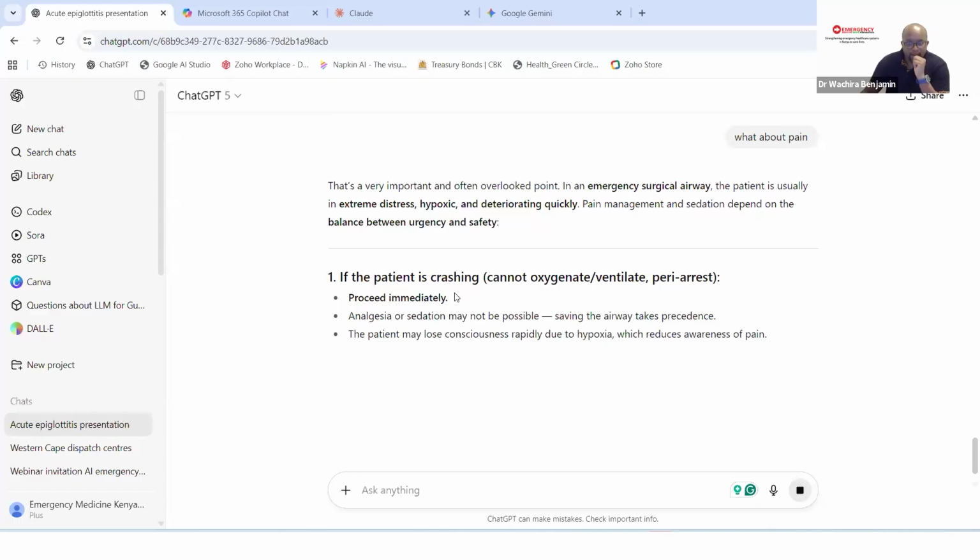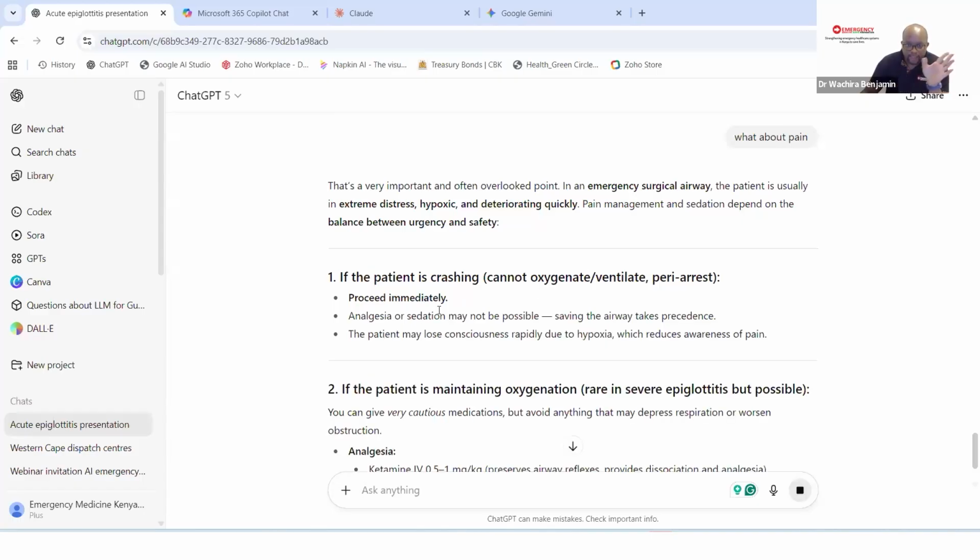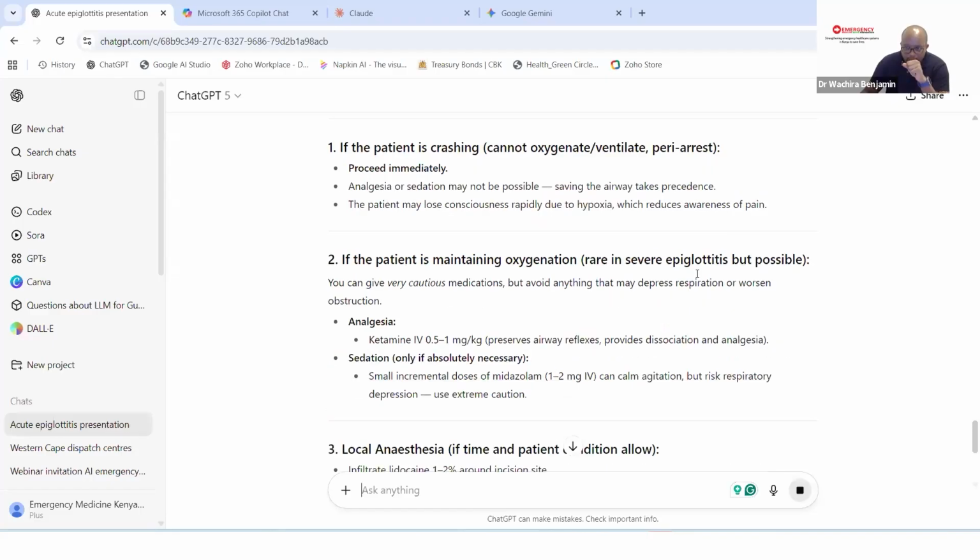If the patient is collapsing or high, so they're not collapsing. Okay, so you can give analgesia, but be very cautious and avoid anything that may depress respiration. So it says to give ketamine. Yes, I'd probably work with ketamine.